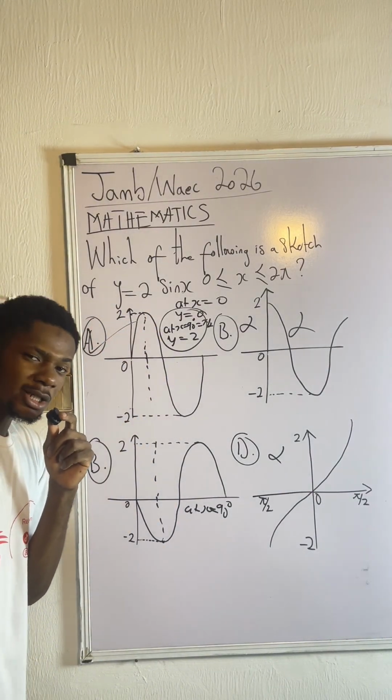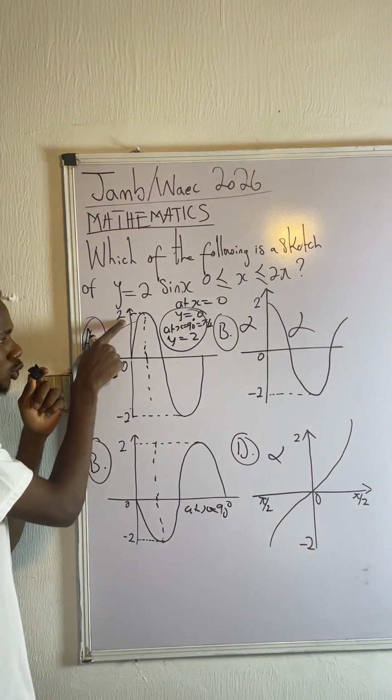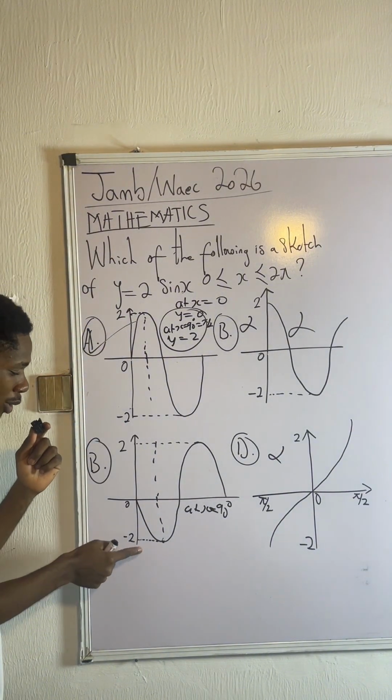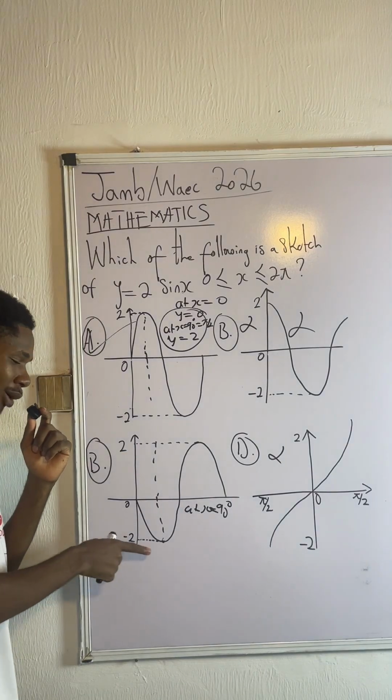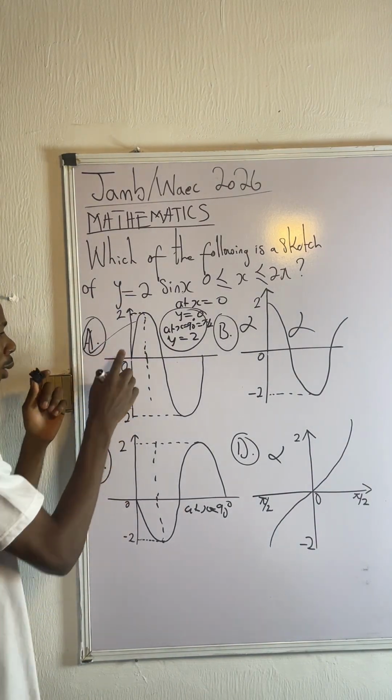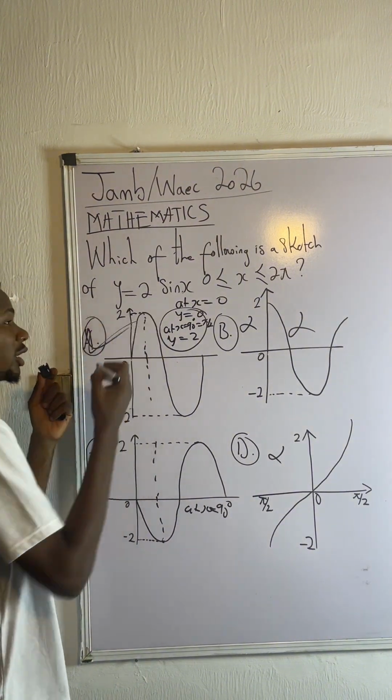Since the maximum point is 2, and this 2 is positive, it means the first amplitude we are going to encounter should be positive. But look at this one. We encountered another amplitude, but this one is negative. Assuming there was a minus here, this would have been the answer. So automatically option A is the answer to this question, even without solving.